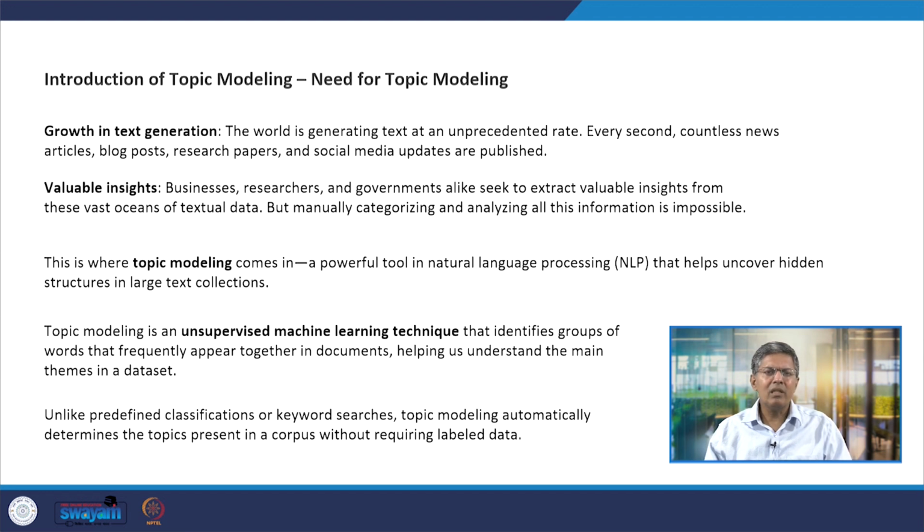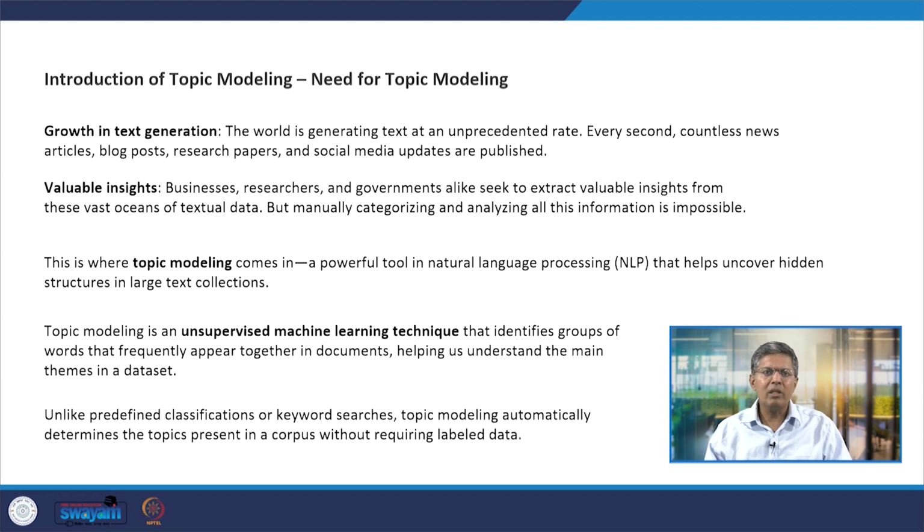So businesses, researchers, and government want to seek or extract valuable information or insights from these vast oceans of textual data. But manually you can't do it. Manually it is just impossible. So categorizing and analyzing them through a better method, a more recent approach, or you can say a more computational manner, is practically the thing that we are going to do. That's what we have done in the last few weeks also. But today we'll be talking about how and why topic modeling is becoming so helpful.